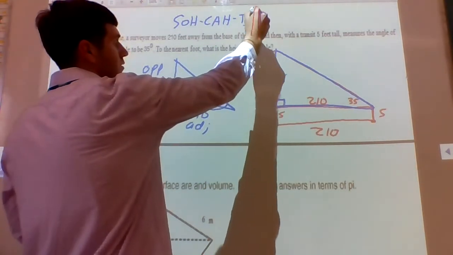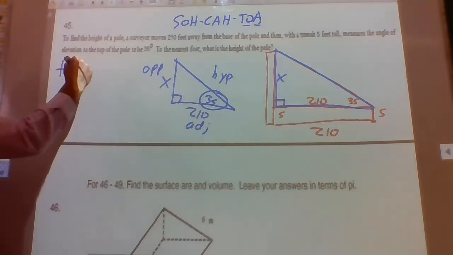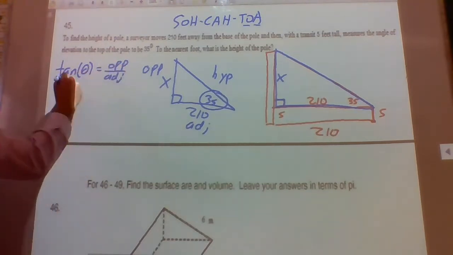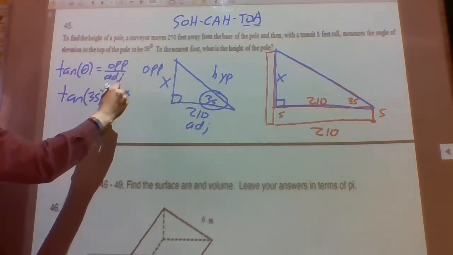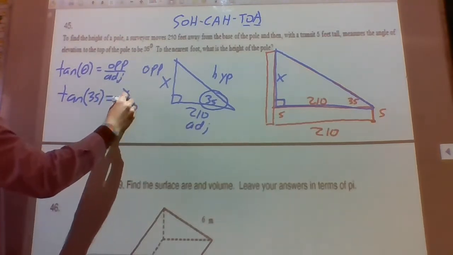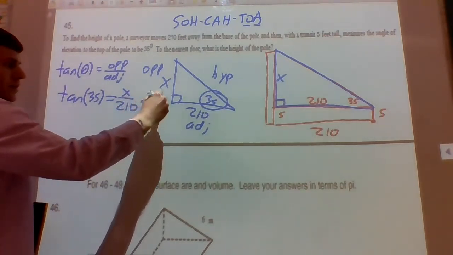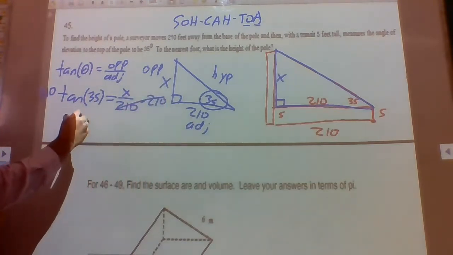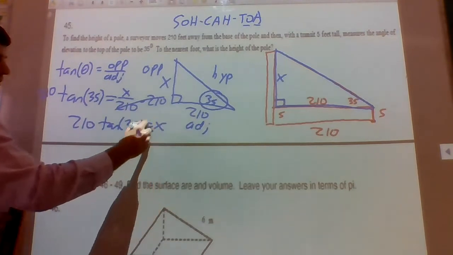That's going to be tangent, opposite, and adjacent. So tangent theta equals opposite over adjacent. So that's tangent of 35. Opposite is x, adjacent is 210. We want to get x by itself, so we got to get 210 out of the denominator. So we multiply both sides by 210. Okay, so we get 210 times tangent 35 equals x.